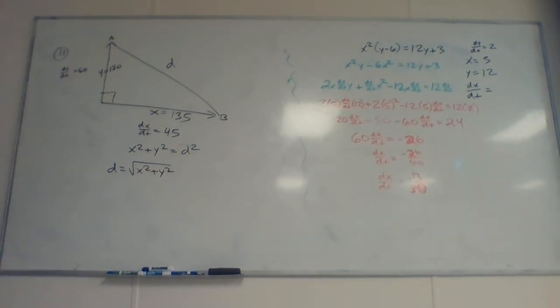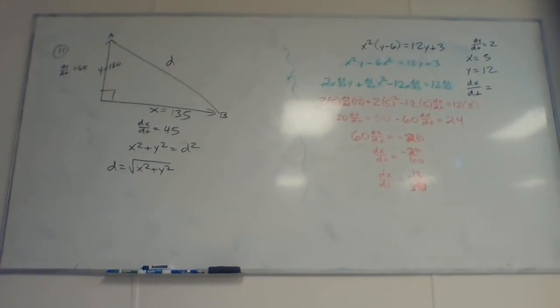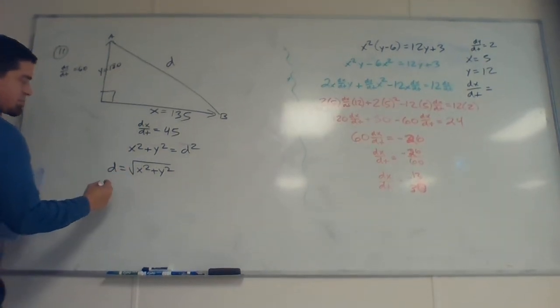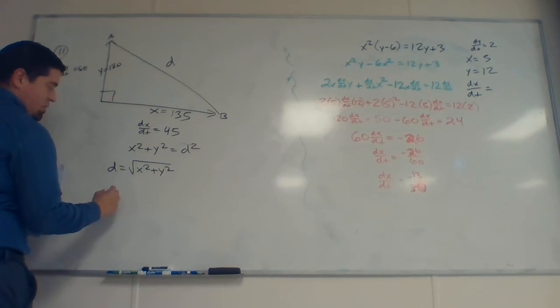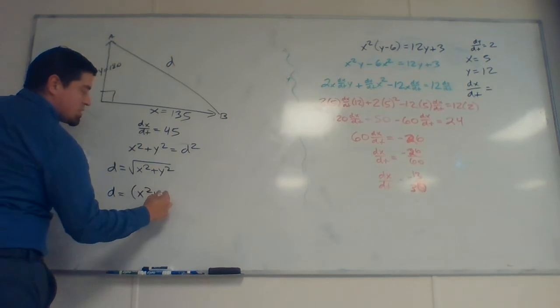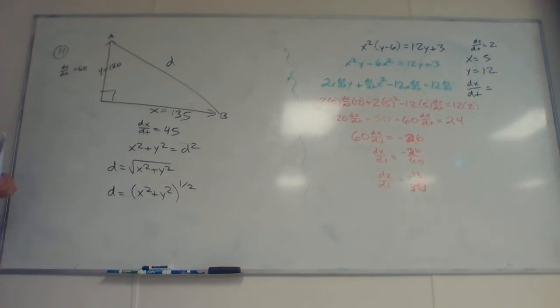Okay? So that's my setup. Could I leave it at this? I could possibly leave it there. What's easier? Yeah, we can do that. Here, what I could do is set up d equals x squared plus y squared to the what power? To the 1/2 power. Okay?